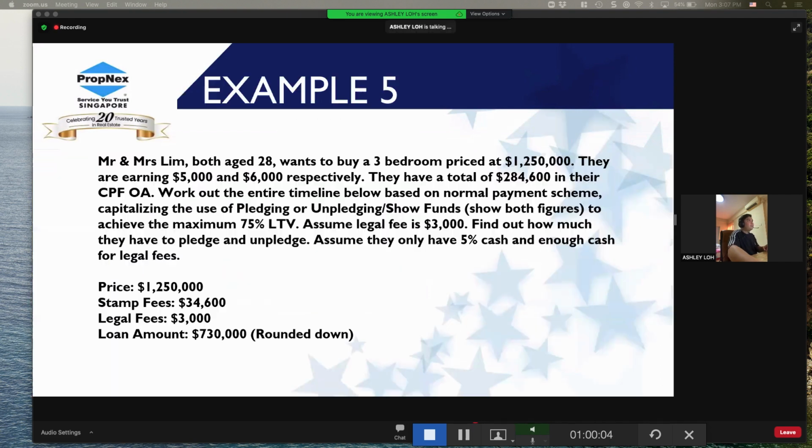Okay, moving on then. Example 5. Now this is a pledging, unpledging question. Take some time to look through it again. Then I want you to tell me the amount they need to pledge and unpledge to achieve the maximum 75% LTV. Go through the question.